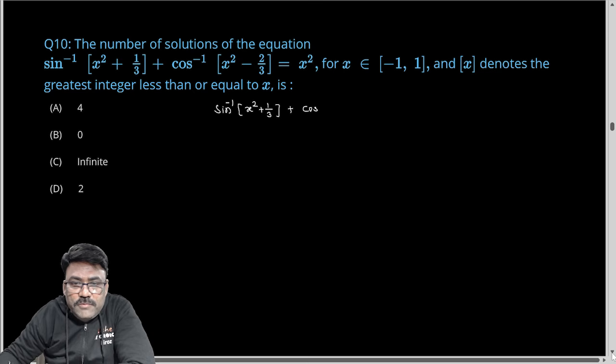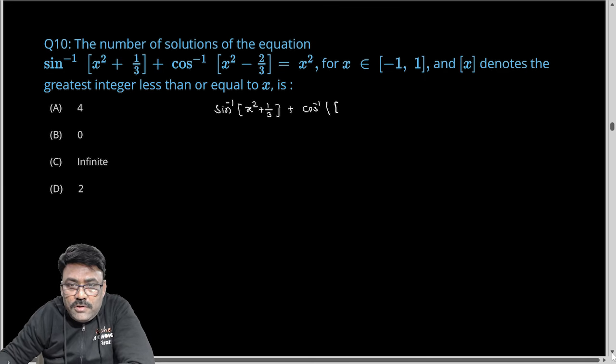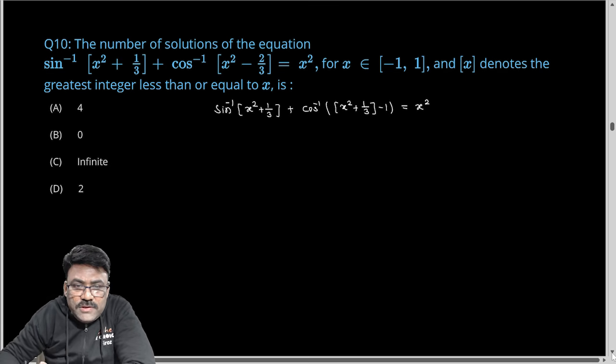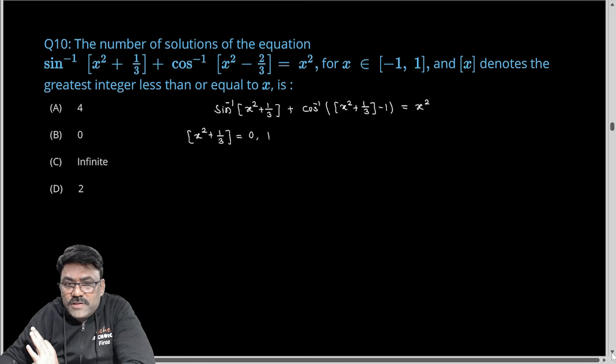And then the second one can be written as cos inverse of the integral part of x square plus 1/3 minus 1. Actually 1/3 minus 1 is -2/3. And integer you write inside the box or outside the box, it doesn't matter. This is x square. Now obviously this integral part of x square plus 1/3 cannot be negative. Sine inverse is not defined for a number greater than 1. So hence it will take only two values, 0 or 1.